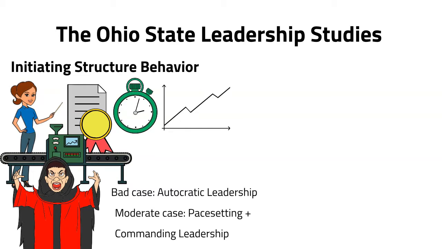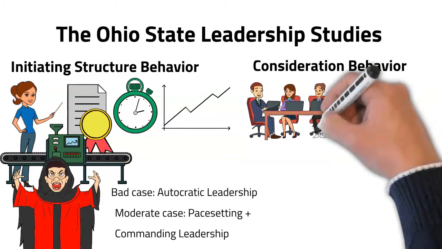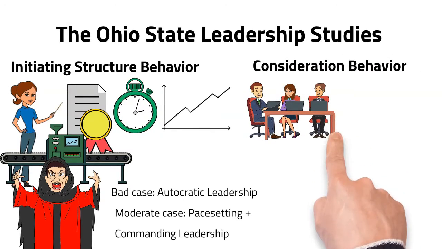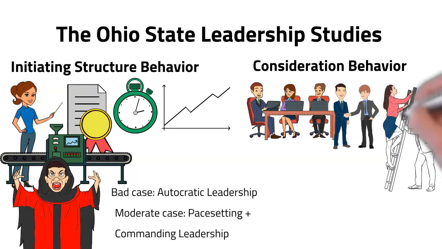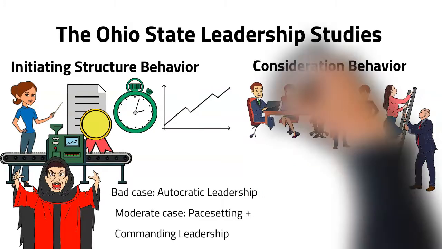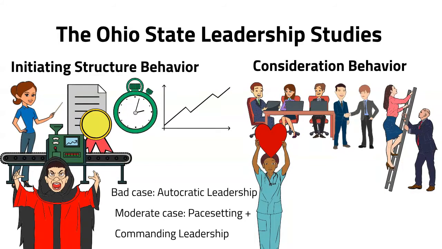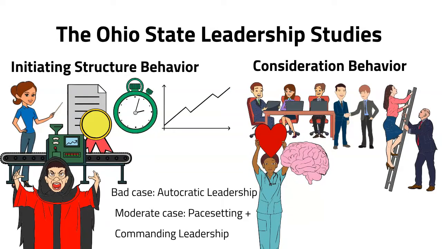The other behavior category, consideration behavior, included behaviors focusing on relationships and people. Here are a few examples of consideration behaviors. Listening to team members and other stakeholders. Treating people well and seeing them as equals. Providing support to team members. Being generally supportive, friendly, and available. Emphasizing the welfare of the team members. Building trust and a good team climate. Display of empathy and a genuine wish to understand the capabilities of each team member.